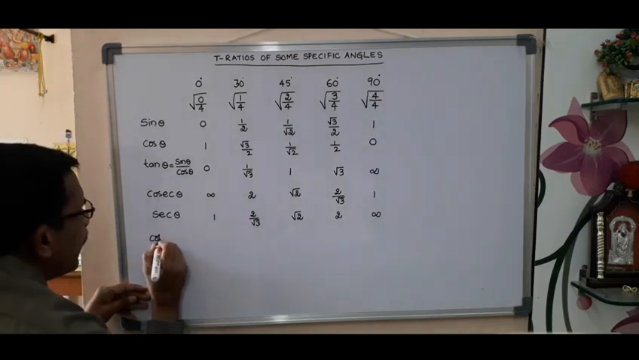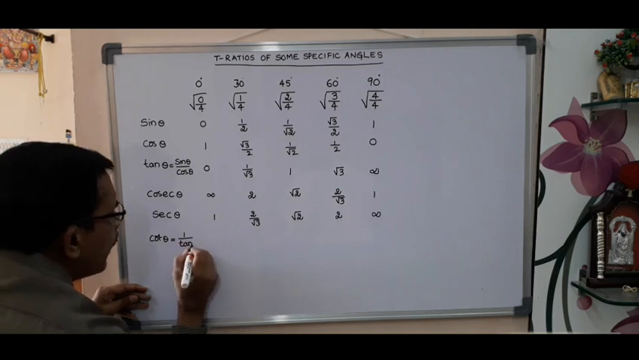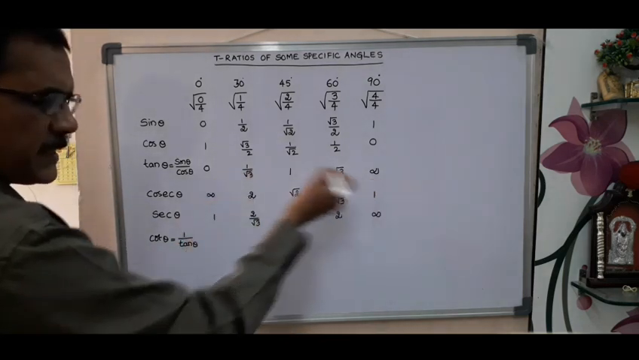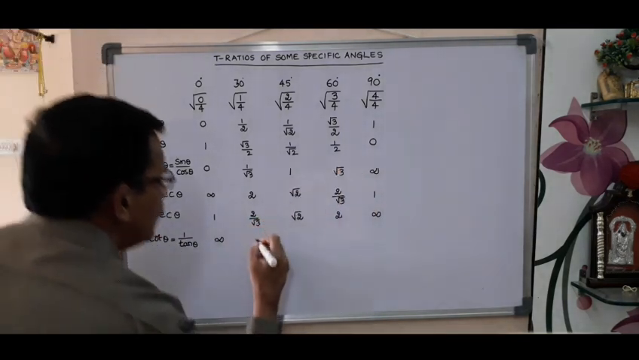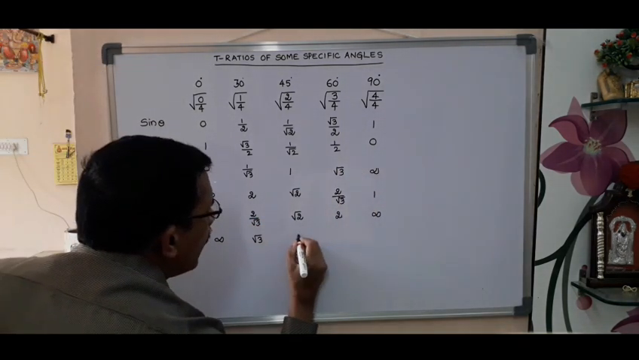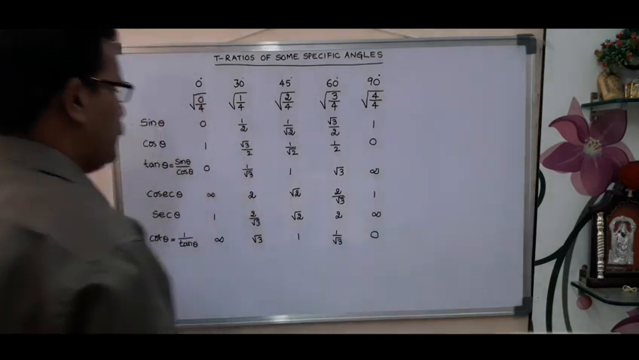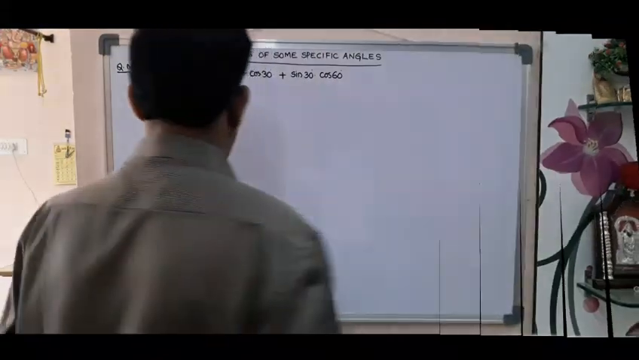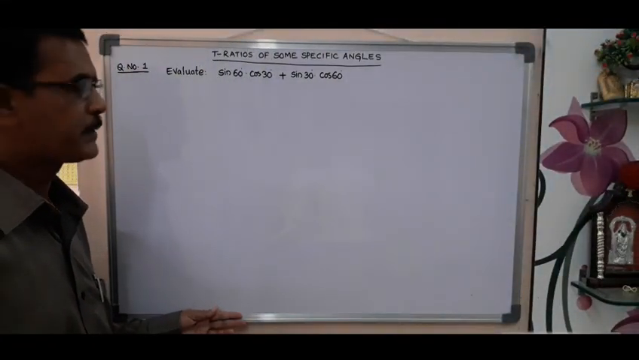Now cot theta, it is reciprocal of tan theta. If we write tan in reverse order, we will get cot values: not defined, root 3, 1, 1 by root 3 and 0. So in this way we can find. Using that table, let us solve some problems.